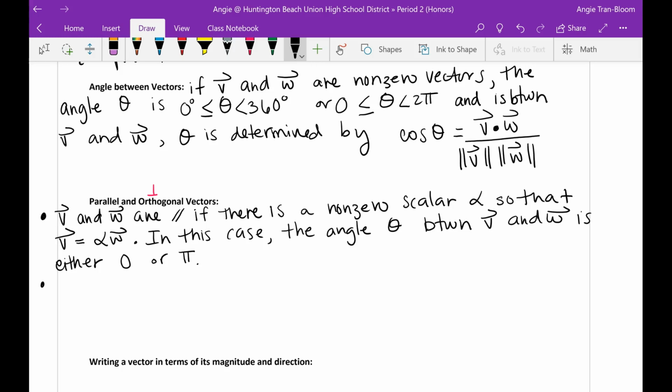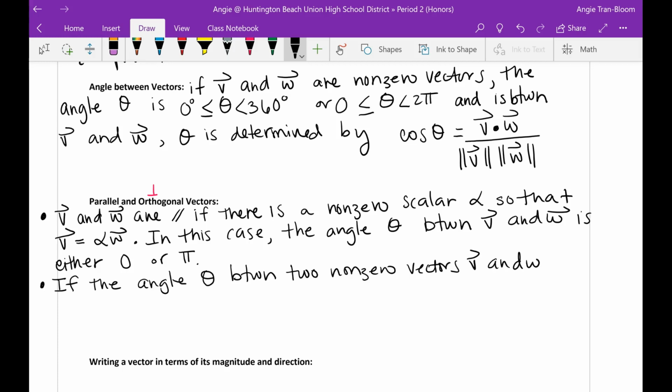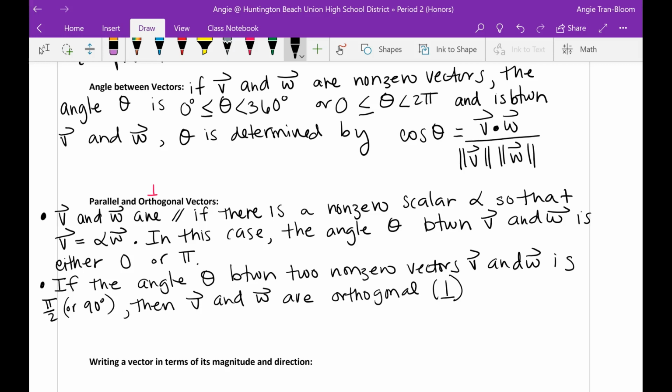Next, if the angle theta between two non-zero vectors, let's call them vector v and w again, is pi over 2 or 90 degrees, okay, then vector v and vector w are orthogonal. That means those two are now perpendicular.